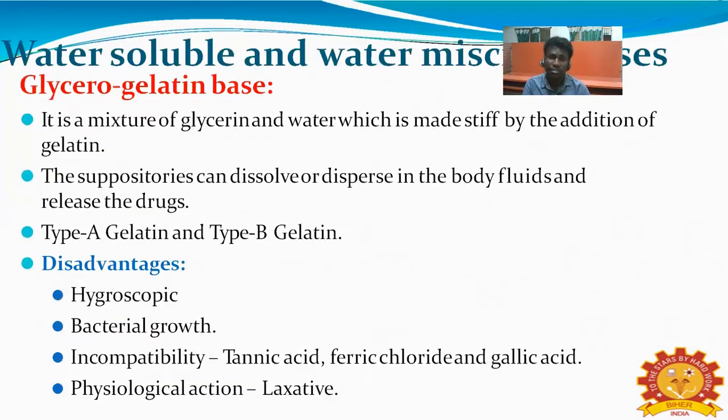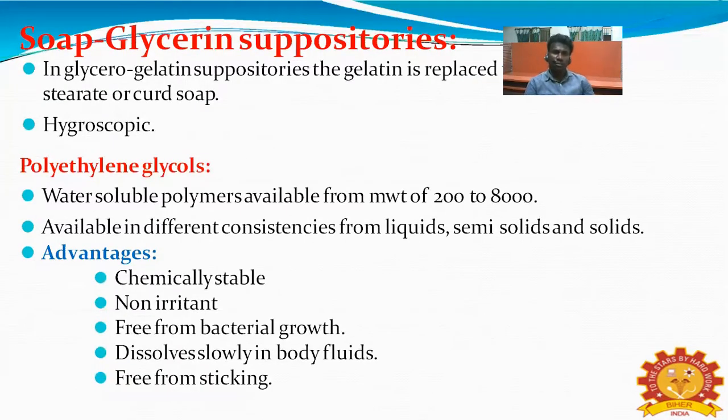Water soluble, water miscible bases. The glycerin gelatin base is a mixture of glycerin and water, made stiff by the addition of gelatin. The suppository can be dissolved or dispersed in the body fluid and release the drug. Type A gelatin, type B gelatin. Disadvantages: it is hygroscopic, supports bacterial growth, is incompatible with tannic acid, ferric chloride and salicylic acid, and has a physiological action as a laxative. Soap glycerin suppositories: in glycerin gelatin suppositories, the gelatin is replaced by sodium stearate and curd soap, which are of a hygroscopic nature.